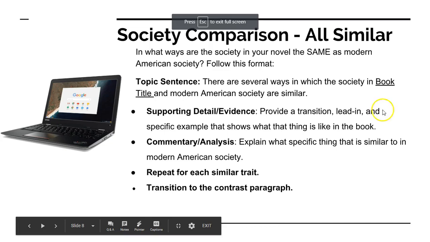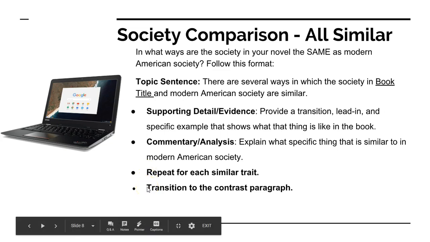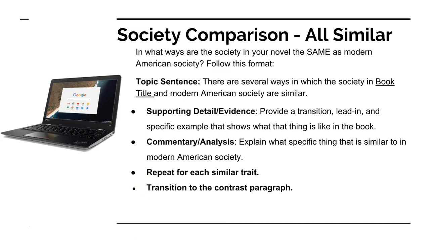These are the elements that go into your paragraph. First, you need a topic sentence. You need to have your supporting details ready that show what those things look like in the book. You need to have your commentary and analysis ready that shows what those specific things look like in modern American society. And you should be ready to look at all 3 of your comparisons and be ready to transition into your contrast paragraph. So, what does that look like?